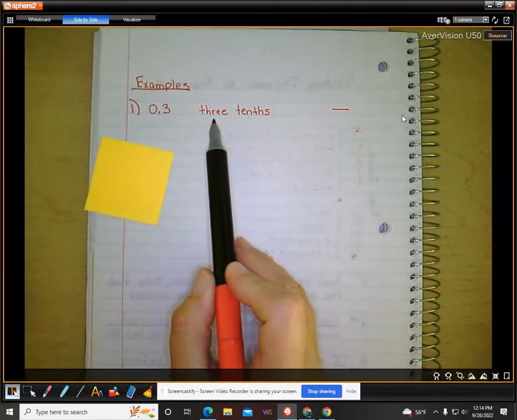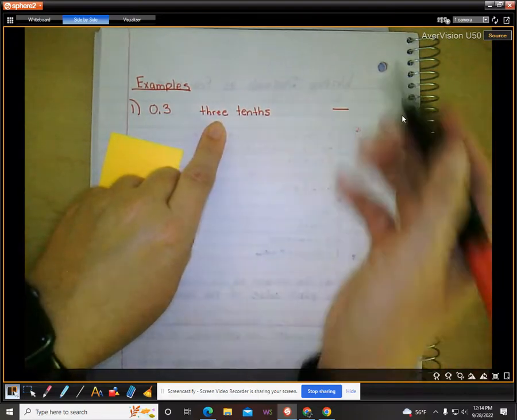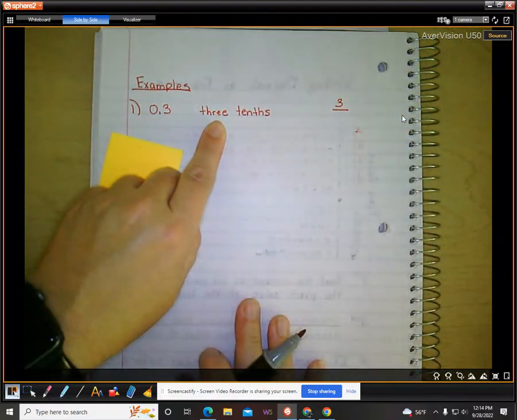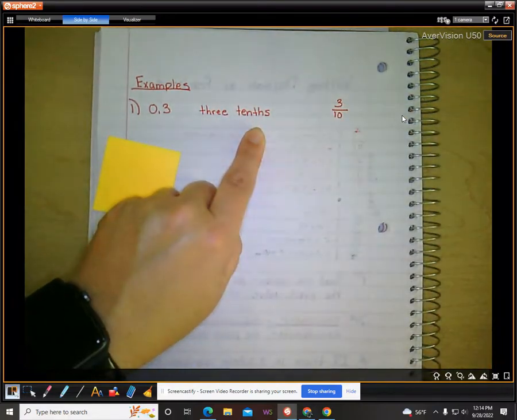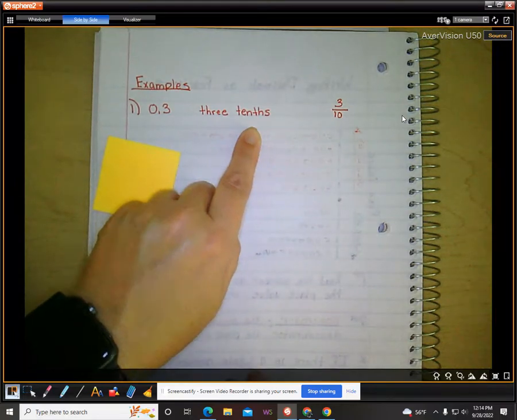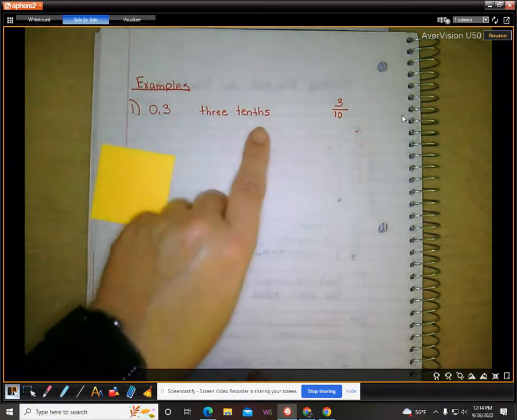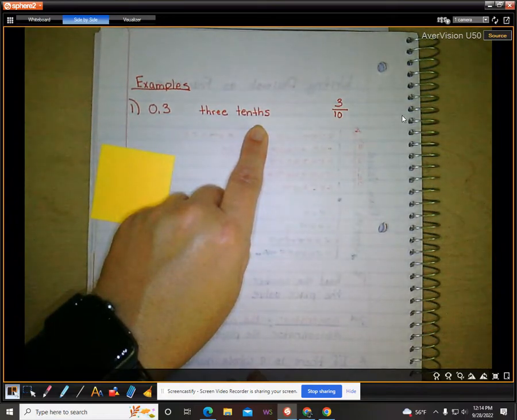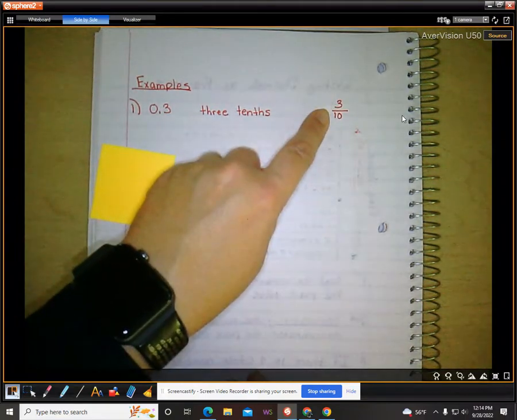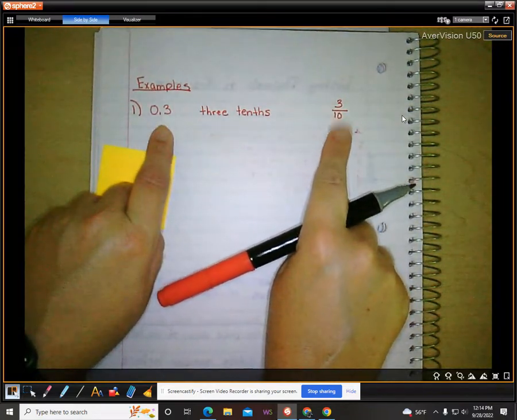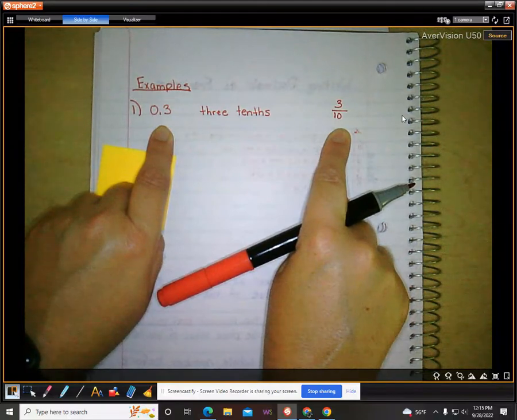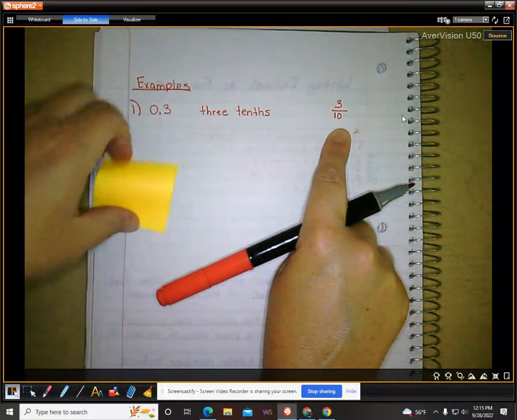So, numerator is the number that you read. That's this part. Denominator is the place value. It's that simple. Numerator is the number. Denominator is the place value. So it would be 3/10. Okay? Questions about that? How I went from a decimal to a fraction. If you can read it, you can write it. If you can't read it, you're going to have to work on it. Right?